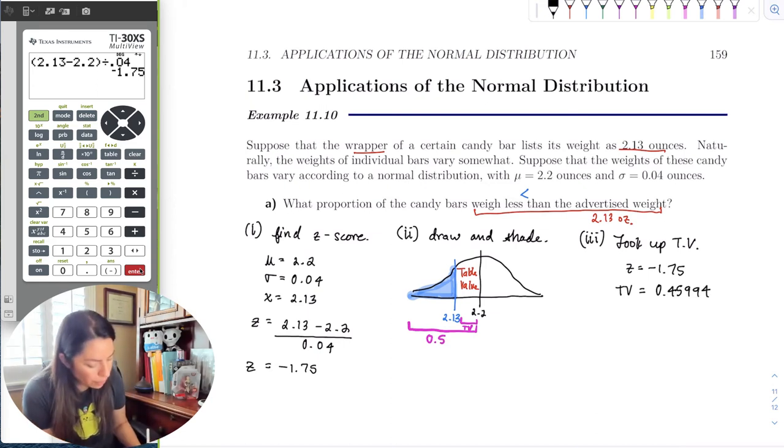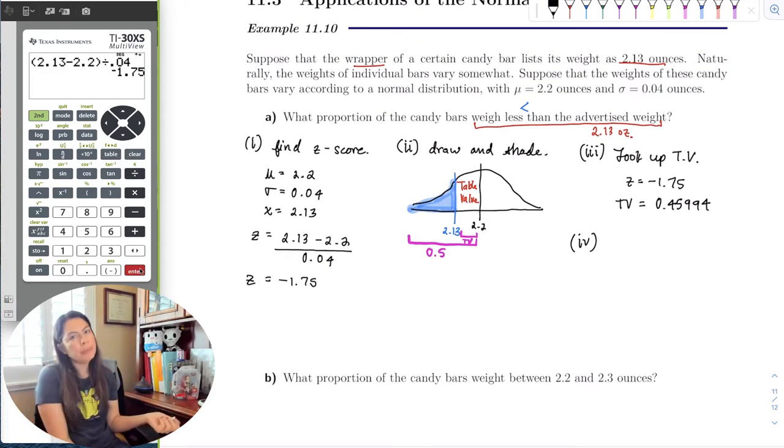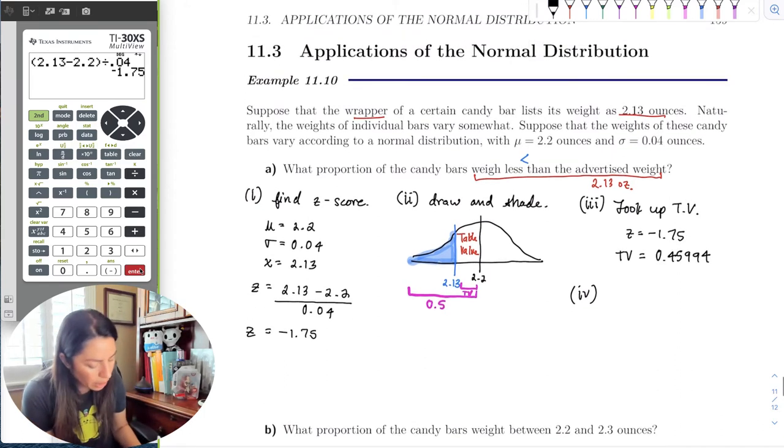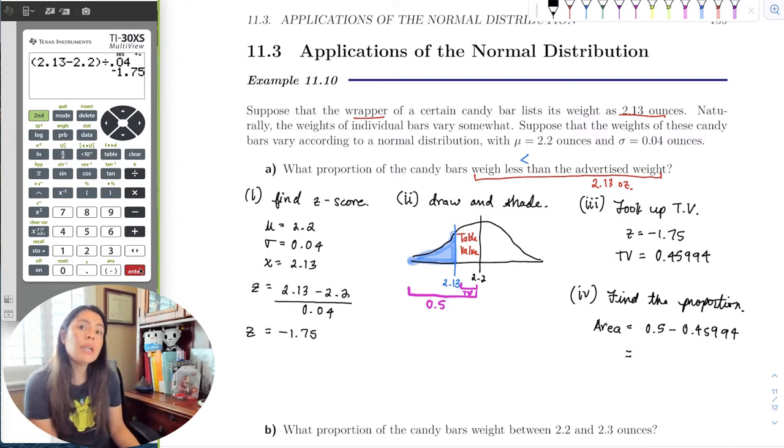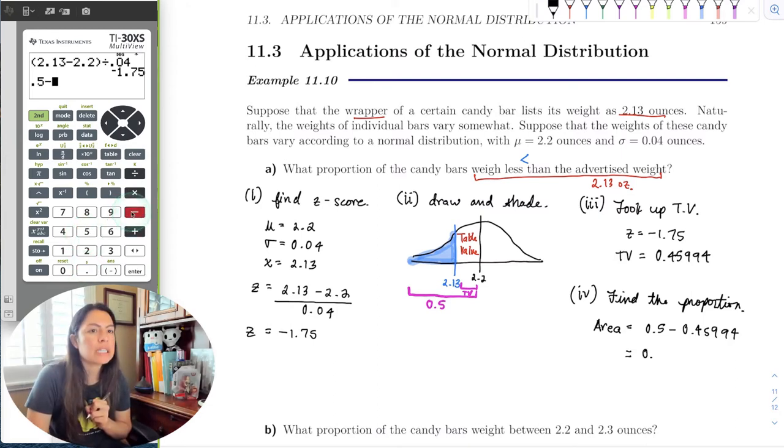And then now the last part is let's find the proportion of candy. The proportion wouldn't be a percentage; we can just leave it as a decimal. So the area will be equal to 1/2 minus the table value. You can go ahead and put this in the calculator: 0.5 minus 0.45994.